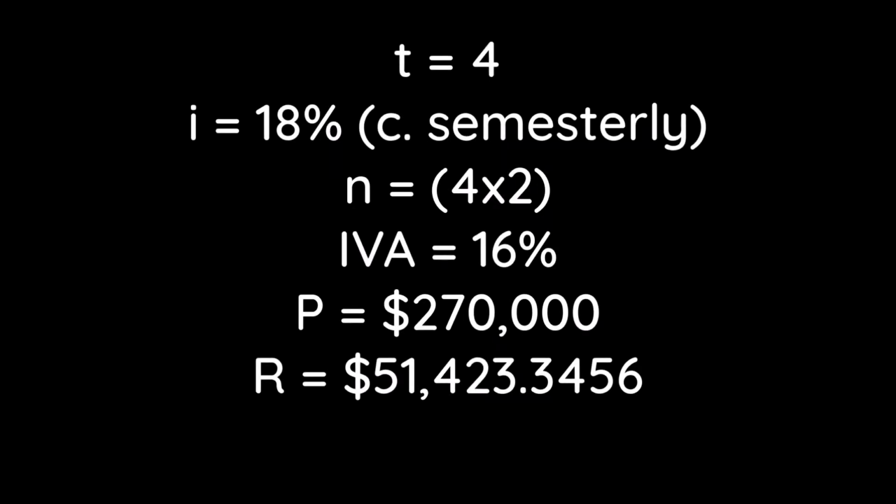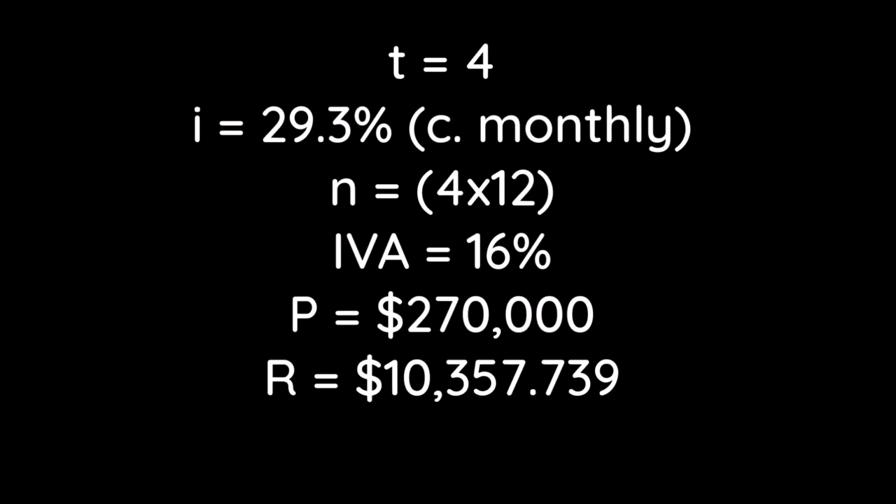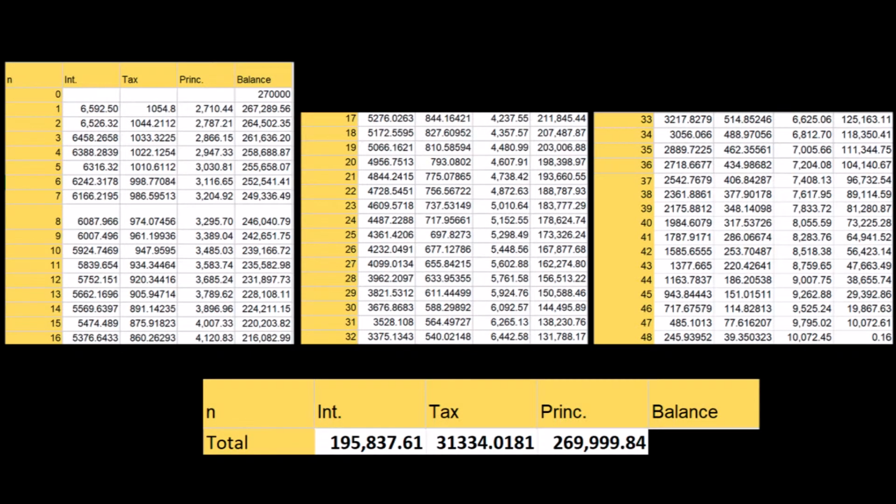Now, a loan company offered you another possibility, now with an interest rate of 18% compounded semesterly. So, we apply the same method as before. Now, a car dealership offered you another possibility, with an interest rate of 29.3% compounded monthly. So, we apply the same method as before.